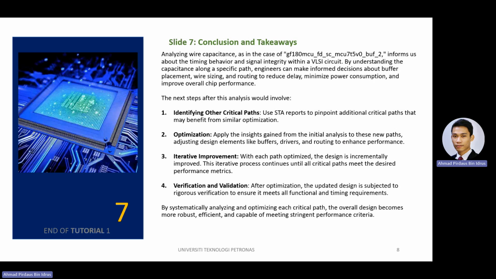Number three is iterative improvement: as each path is optimized, the design is incrementally improved. This iterative process continues until all critical paths meet the desired performance metrics. And number four is verification and validation. After optimization, the updated design is subjected to rigorous verification to ensure it meets all functional and timing requirements. By systematically analyzing and optimizing each critical path, the overall design becomes more robust, more efficient, and capable of meeting the stringent performance criteria.